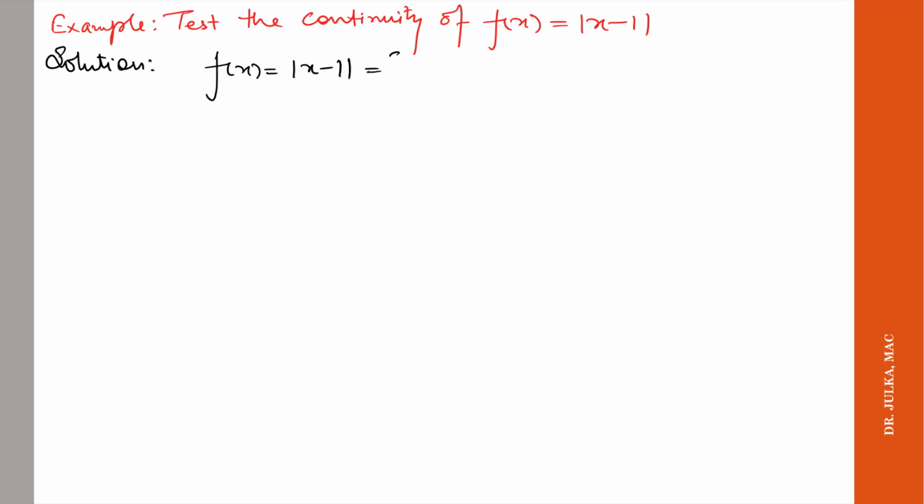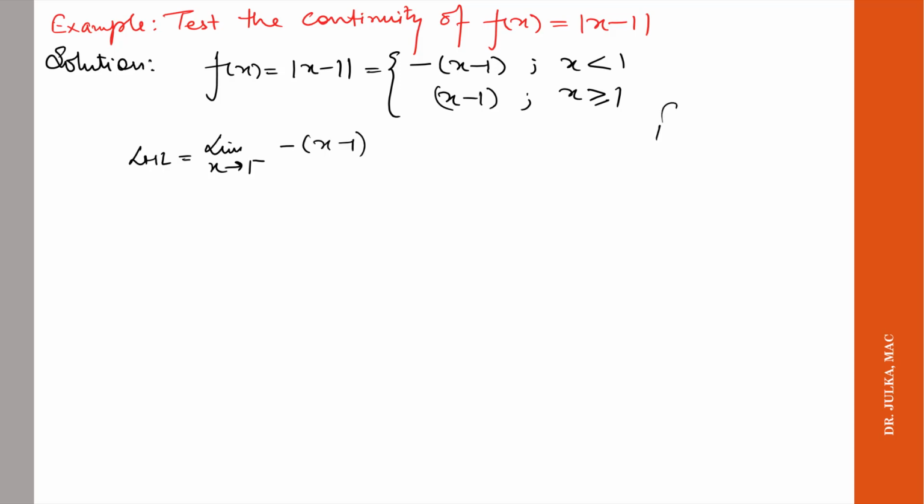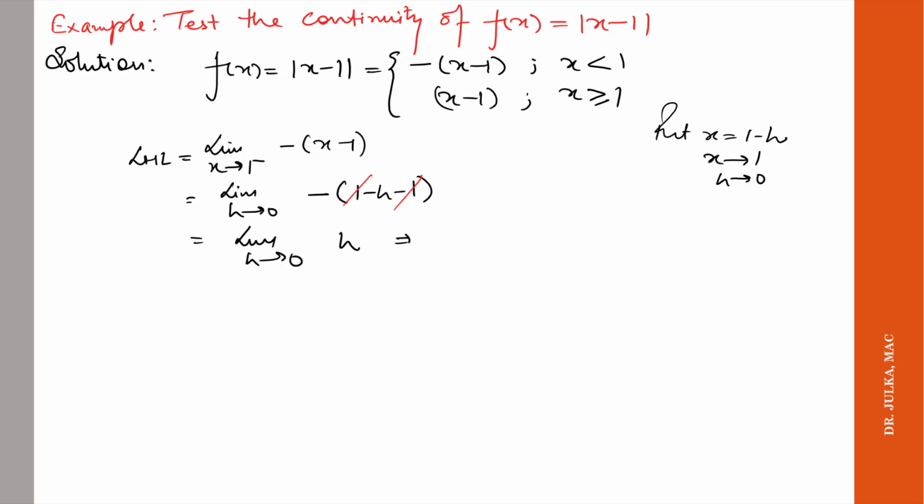So f(x) equals minus of (x minus 1) when x is less than 1, and equals x minus 1 when x is greater than or equal to 1. First we calculate left hand limit, x tends to 1 negative, and we'll take function minus of (x minus 1) because x is less than 1. Put x equals 1 minus h, x tends to 1, so h tends to 0. Replace x by 1 minus h, and after calculating we'll get left hand limit equal to 0.